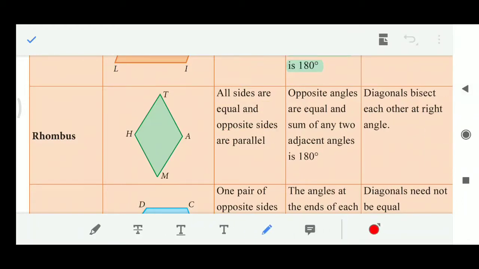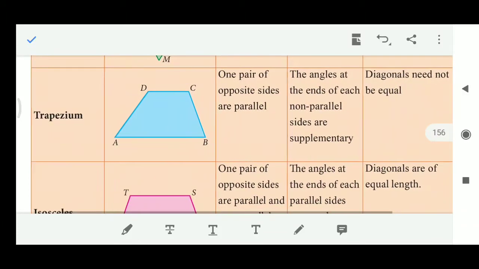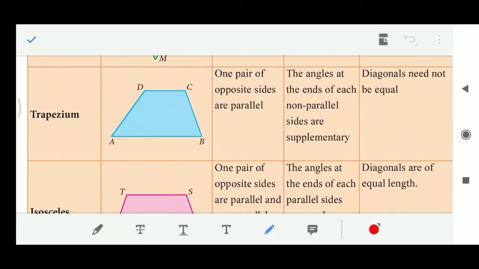Next, coming to the angles, opposite angles are equal and the sum of any two adjacent angles is 180 degrees. Here opposite angles are equal. Next, the diagonals bisect each other at right angles. The next quadrilateral is trapezium. Here one pair of opposite sides are parallel. That means AB and CD are parallel here.